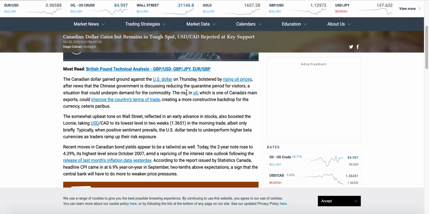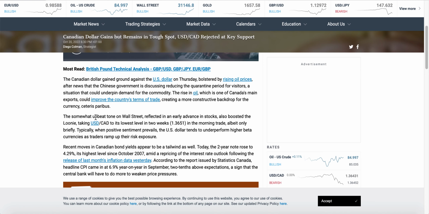The rise in oil, which is one of Canada's main exports, means that the Canadian dollar and US oil are correlated. If US oil is strong, expect a stronger Canadian dollar. Hope you understand.